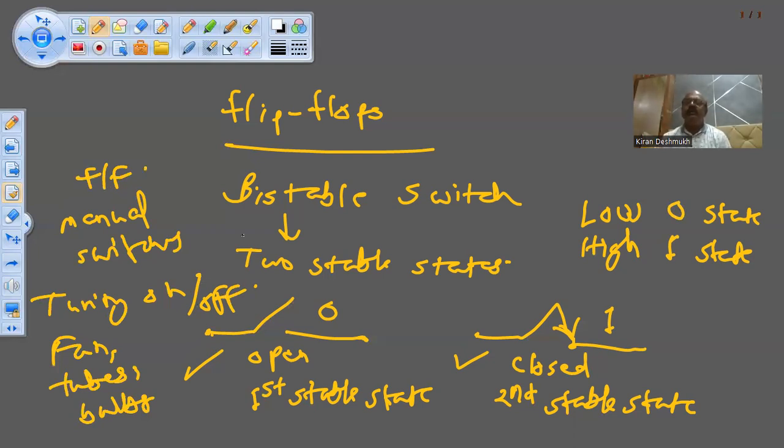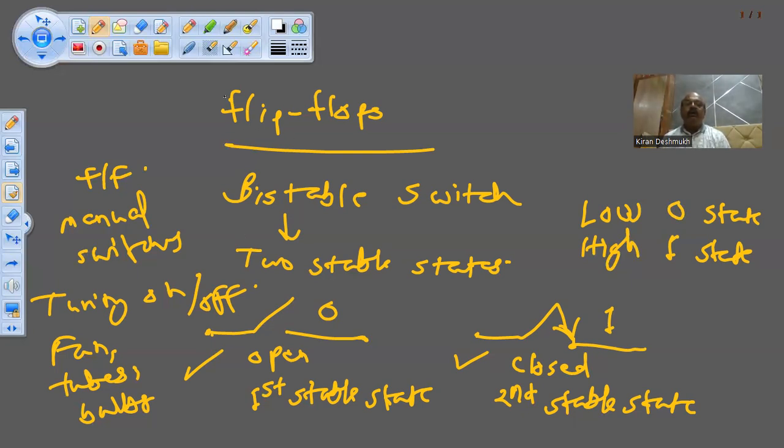So it is a very simple example. Whatever switches we use in our houses for turning on the fan, turning off the fan, turning on the LED tubes, turning off the LED tubes, all these switches are manual switches and they are the best examples of flip-flop. They are manual flip-flops, we can say, not electronic. In the manual flip-flops, we have only two states. Either the fan is on or the fan is off. Either of these two states.